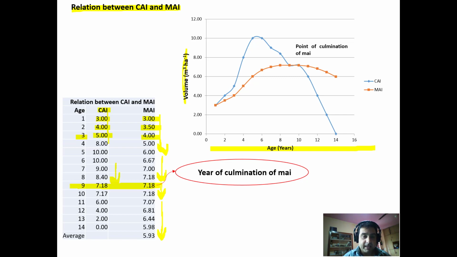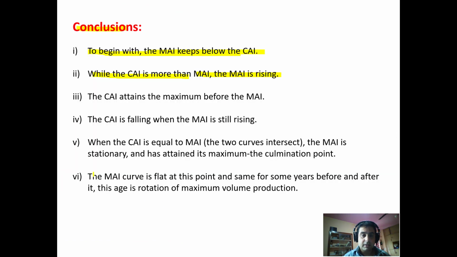Now a time comes when both MAI and CI are equal. CI is already decreasing, but after the point of culmination the MAI starts decreasing. At the point of culmination, the next year also has the same MAI. So this is how the relationship between CAI and MAI works. The CAI is falling, MAI is still rising, but in lower proportion, and when CI is equal to MAI, that's the point of intersection, the point of culmination. The MAI curve is flat at this point, and for some years before and after this age is the rotation of maximum volume production. We already talked about this.